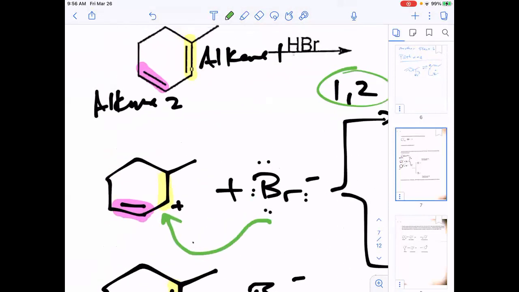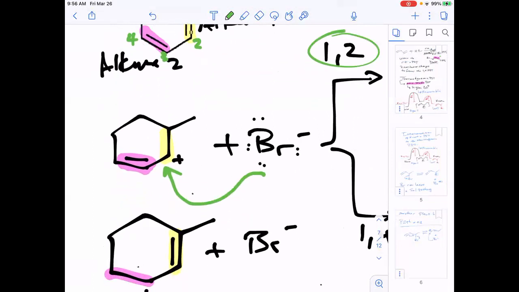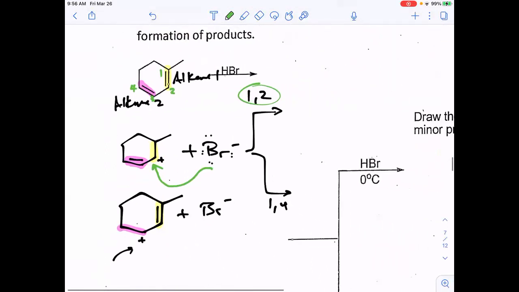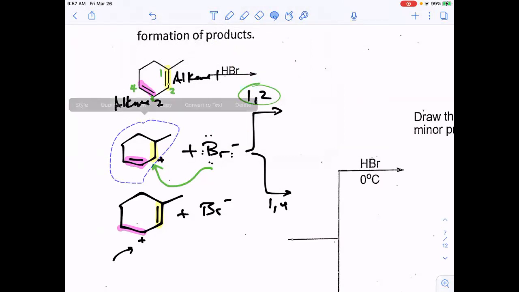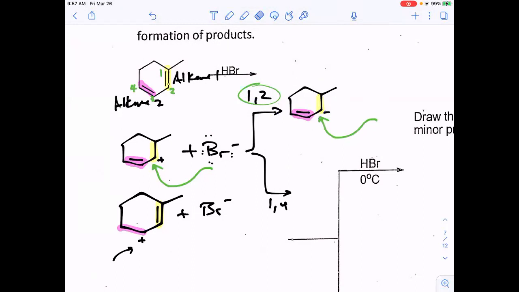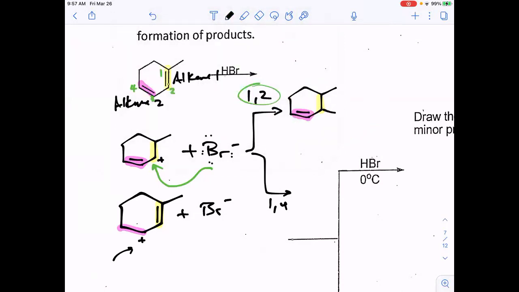If we come back up to the alkene, this is 1, 2, 3, 4, because we're leading off with the alkene that's highlighted in yellow. All right, so it's going to attack directly at the plus charge, and the bromine is going to end up at that site. Like that. What about the 1,4 product? What is that going to look like?